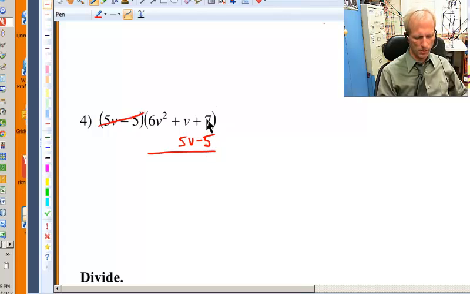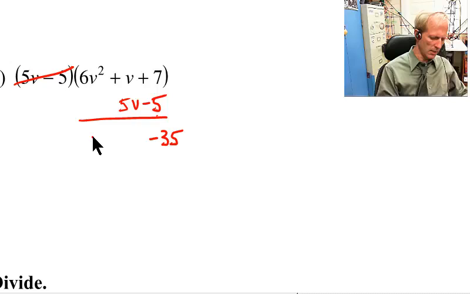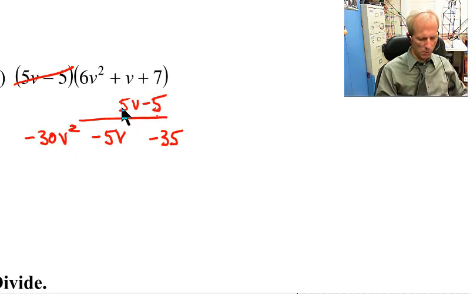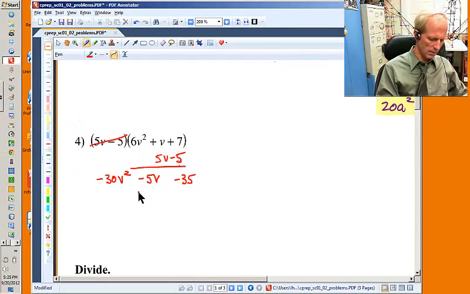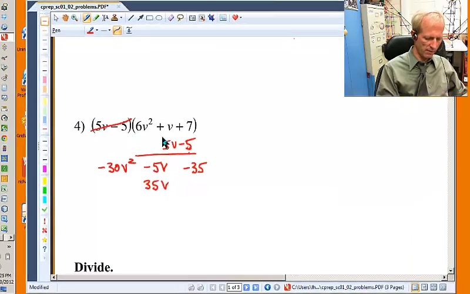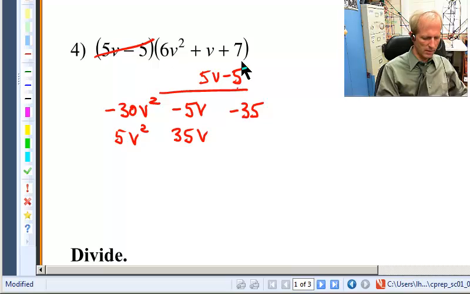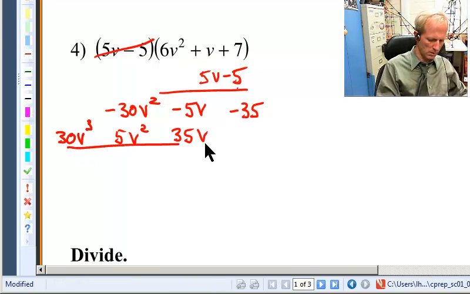So start with a -5, multiply it by 7, that gives me -35. Then I do -5 times v, that gives me -5v. -5 times 6v squared is -30v squared. Now I move on to 5v. So 5v times 7 gives me 35v. 5v times v is 5v squared. And 5v times 6v squared is 30v cubed.